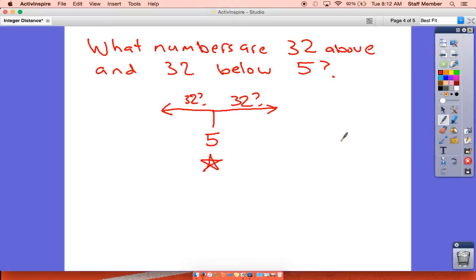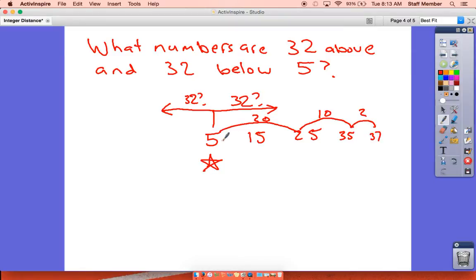So if I go 32 this way, let's see here. Let's go 15, 25. So far we've got 10, 20. And we need to go 32 that way. So let's go another 10. So another 10, now we're at 35. So far we've gone 20 and 10, we've gone 30. So I just need to go 2 more to get 32 total. So if I go 2 more, now I'm at 37.